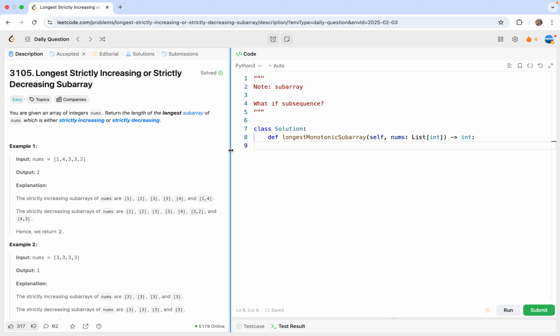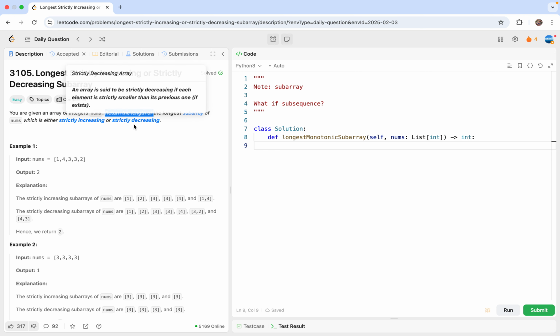Let's have a look at problem 3105, longest strictly increasing or strictly decreasing subarray. Here we are given an array of integers called nums. We want to return the length of the longest subarray of nums which is either strictly increasing or strictly decreasing. There are 2 points to be noticed in this problem.